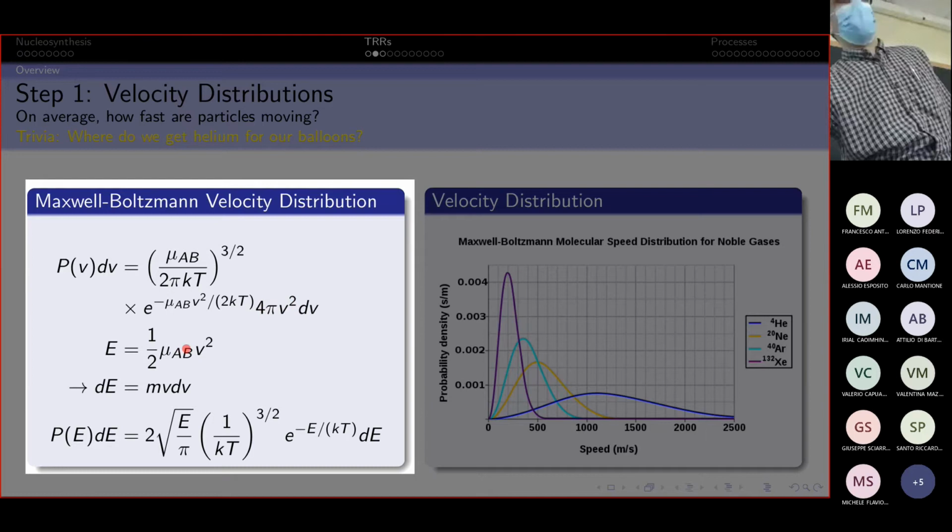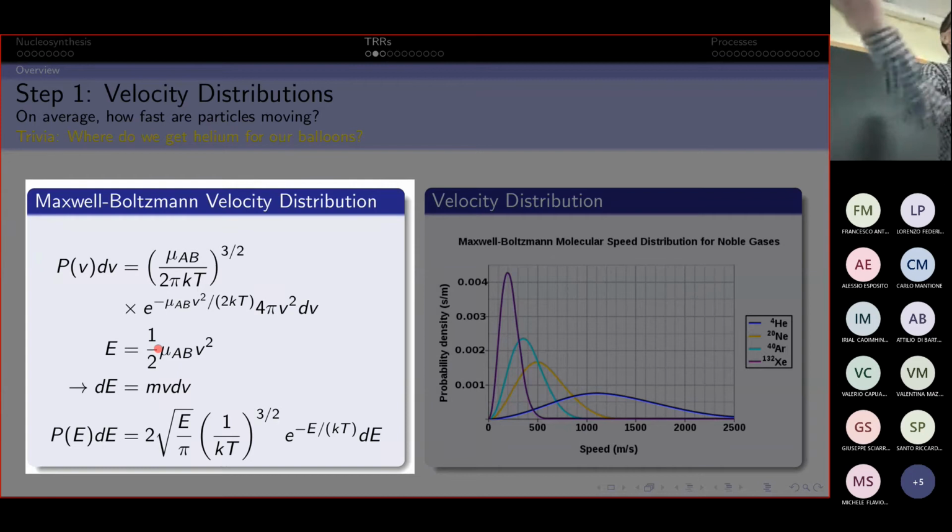This mass, by the way, is the reduced mass. It's like an average mass because you have two particles in the reaction, and they're both moving. So that v is a relative velocity. So that's the Maxwell-Boltzmann distribution.